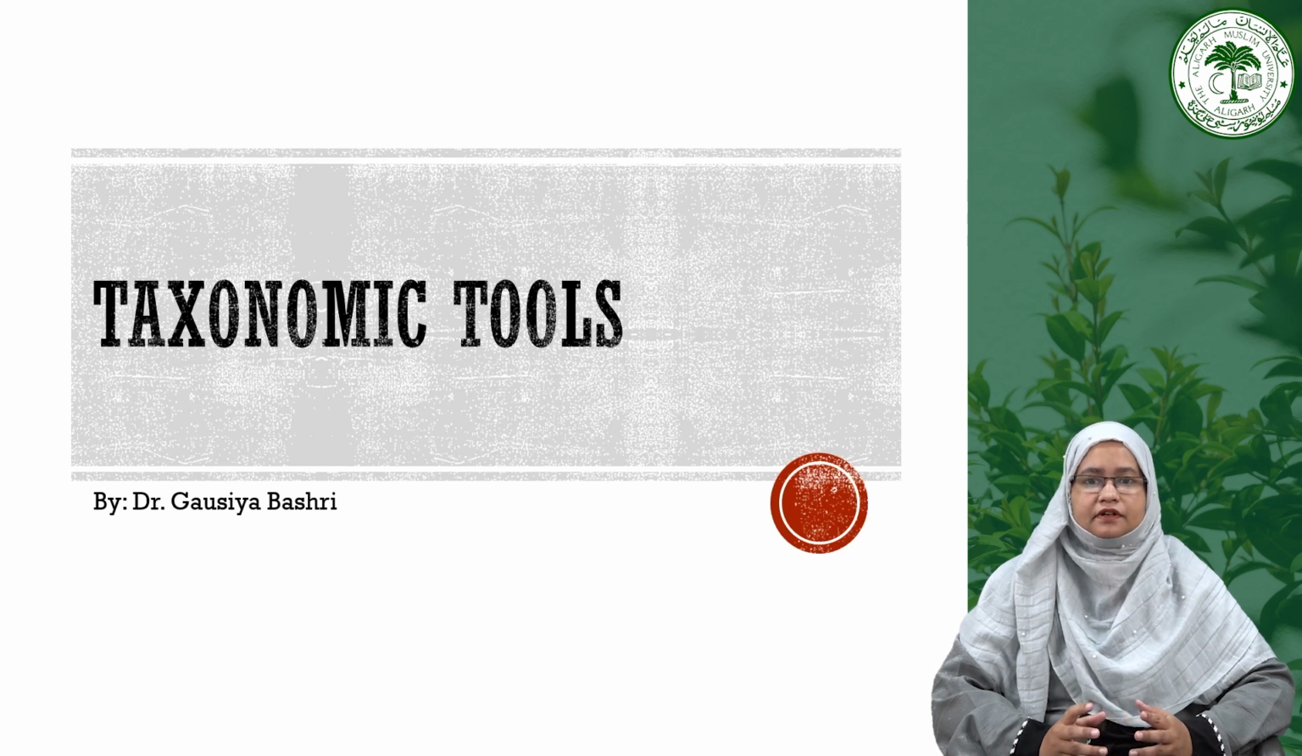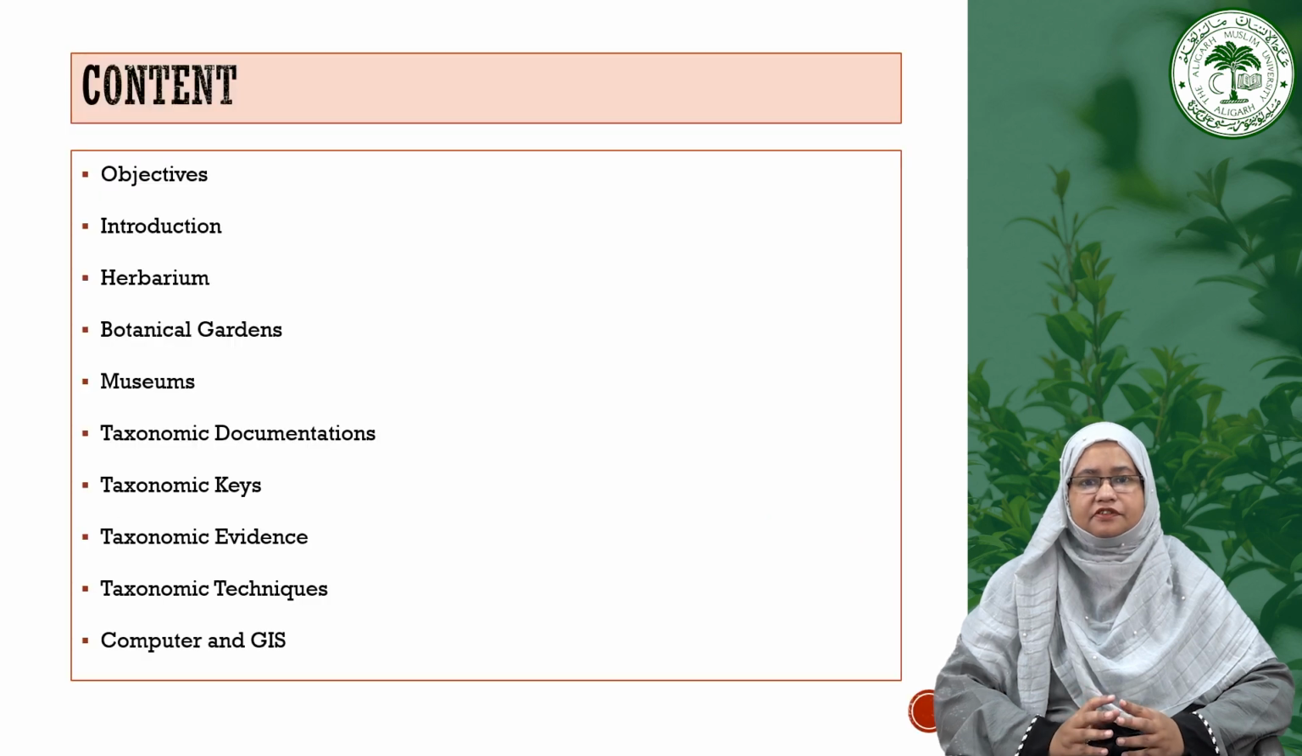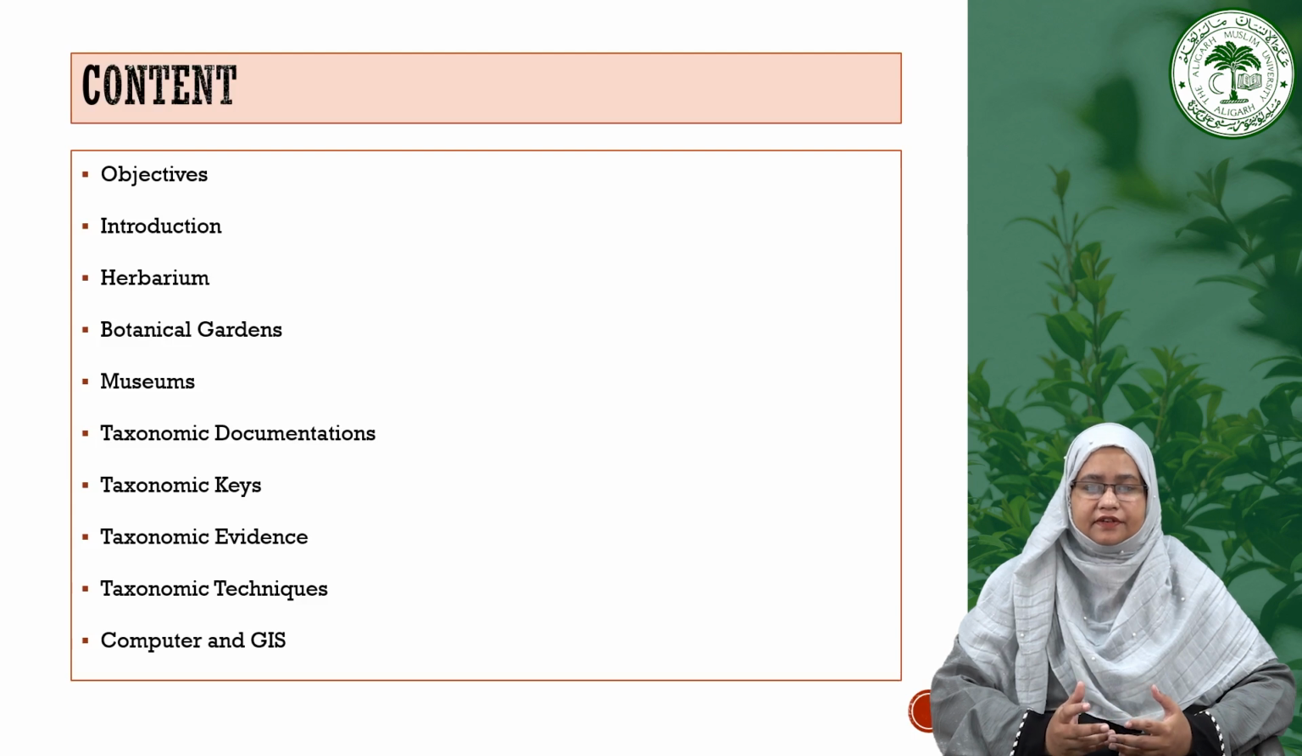Today we are going to learn about the taxonomic tools which help in the identification and classification of particular plants. So let's start with the taxonomic tools. First, we will learn about the objectives of this particular topic. Then we will introduce the topic: what are the different types of taxonomic tools.